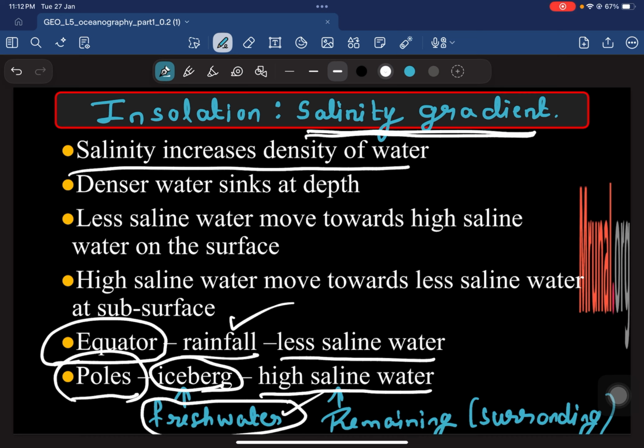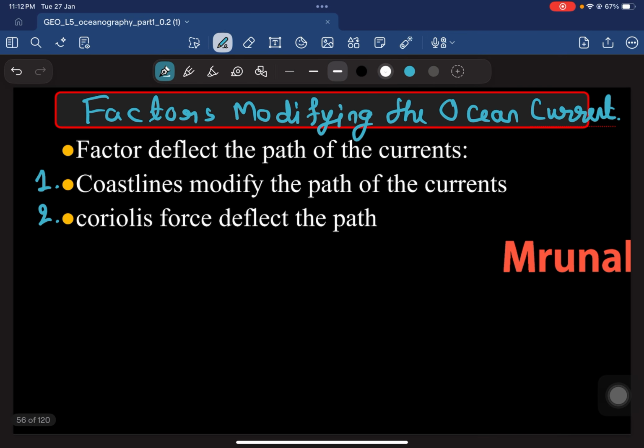The remaining water, apart from the icebergs, is more saline. More saline means it is denser. More dense water will sink and move towards the equator, and the equator water will move towards the north pole and south pole. Understood up to here?